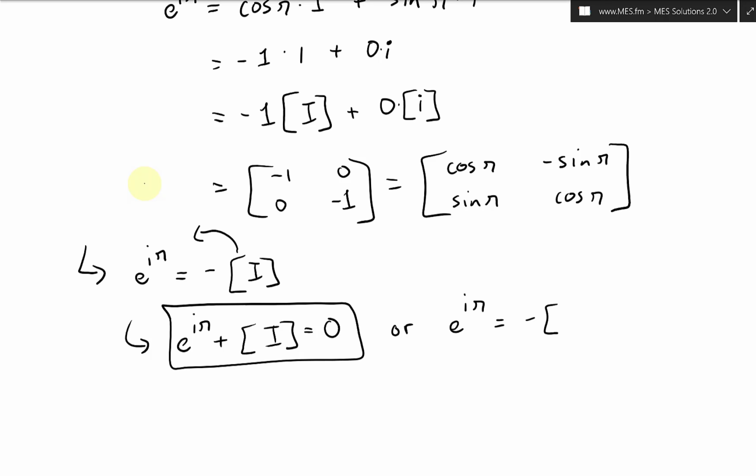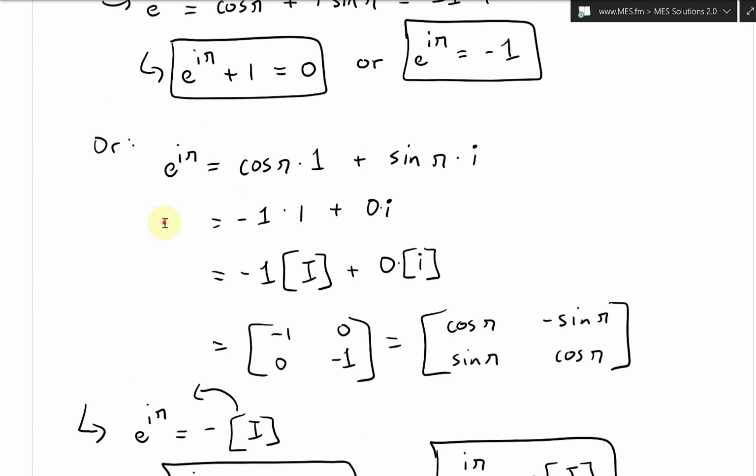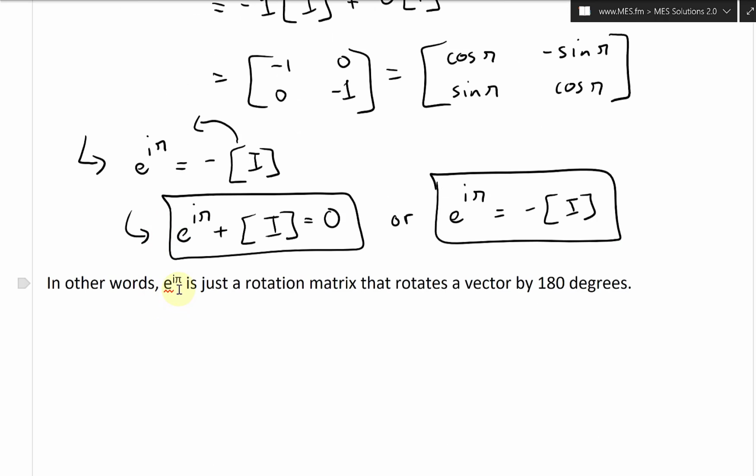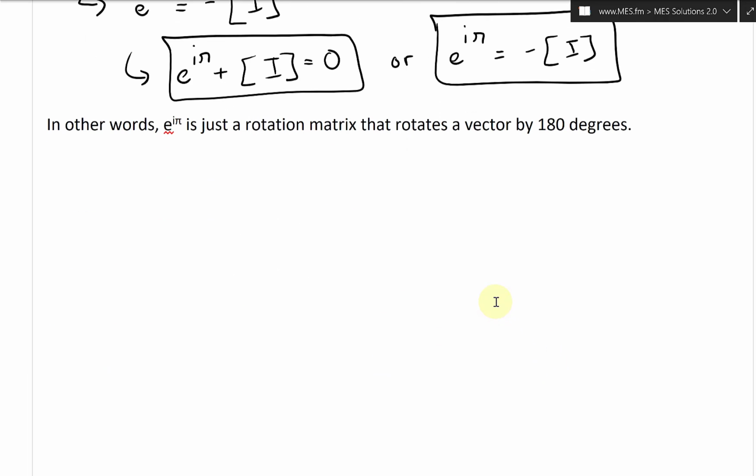Negative the identity matrix. And similar to here, e to the i pi equals negative 1. In other words, e to the i pi is just a rotation matrix that rotates a vector by 180 degrees. So let's take a basic vector like here.